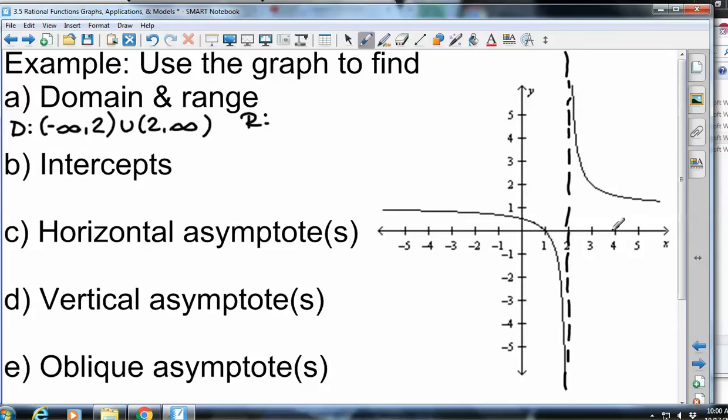Our range, if I'm looking, this one we have a horizontal line that we're never actually touching. We never hit a y value of 1, we just get closer to it. So my range is going to be what?